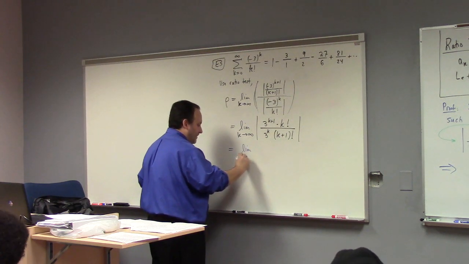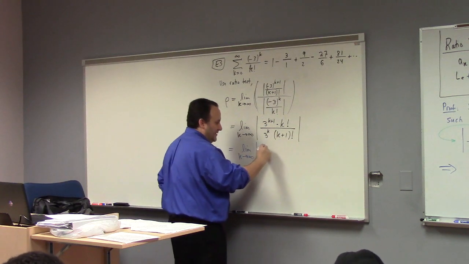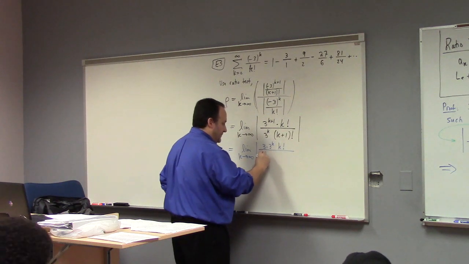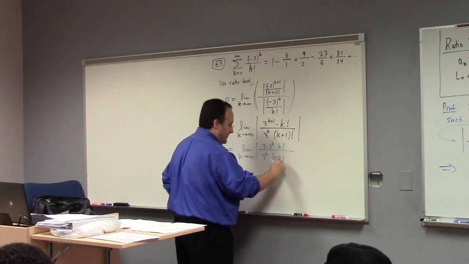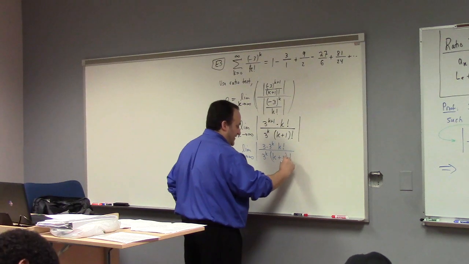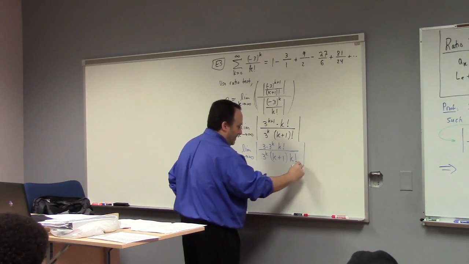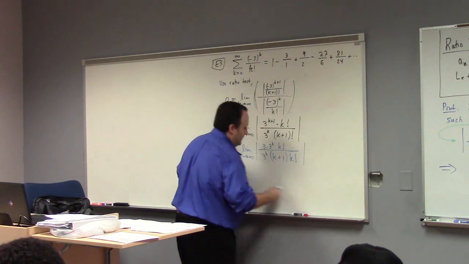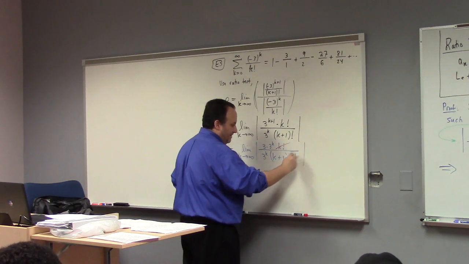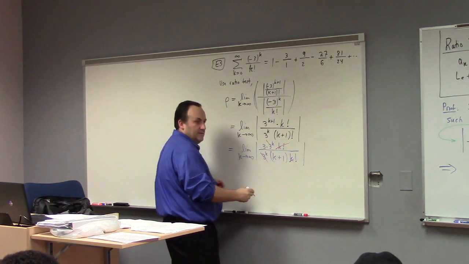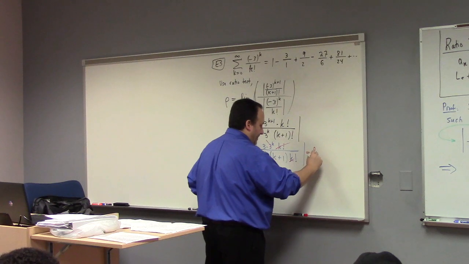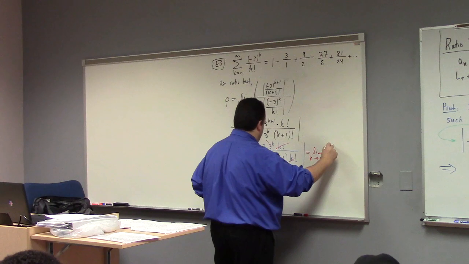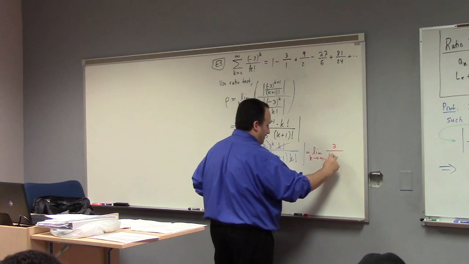Right. Okay, so I do 3 times 3 to the k times k factorial, and then I'll do what you said, which was factor out. Definition of k factorial: k plus 1 factorial was just k plus 1 times k factorial, right? So what happens? The k factorials cancel, the 3 to the k's cancel. And you're left with the limit as k goes to infinity of 3 over k plus 1.